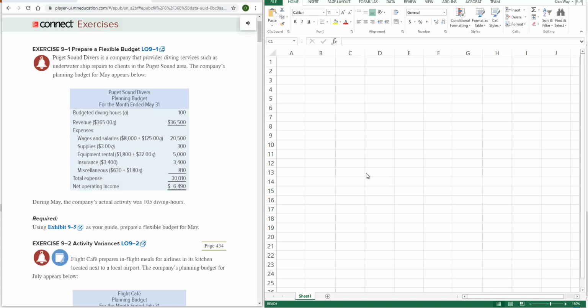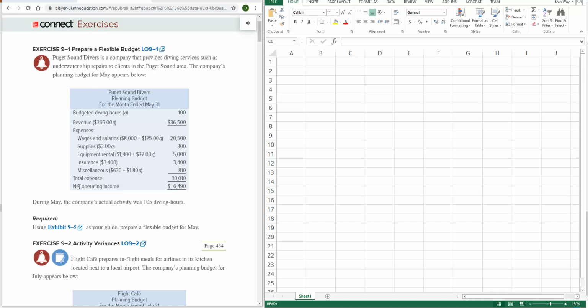Okay, let's do some Chapter 9 practice. We're going to start with some of the basics of flexible budgeting. So let's take a look at exercise 9-1 shown on the screen here. In this problem, we're looking at Puget Sound Divers. We know they're a company that provides some diving services in the Puget Sound area.